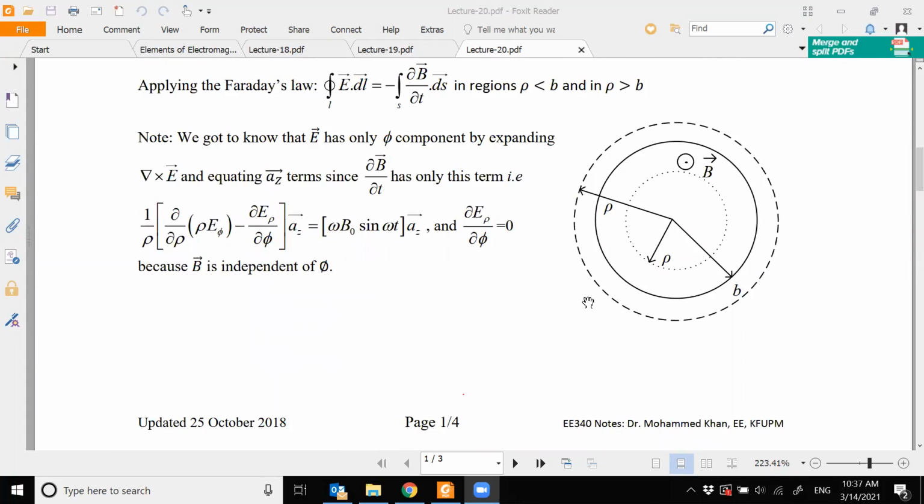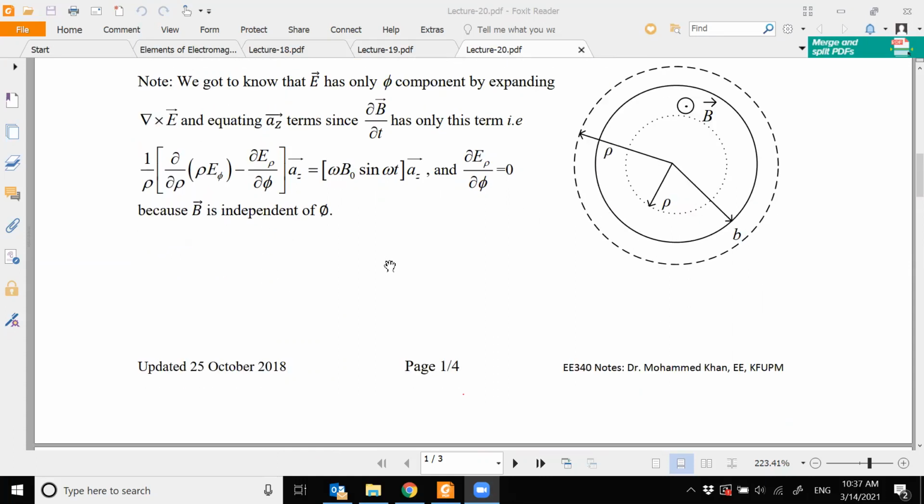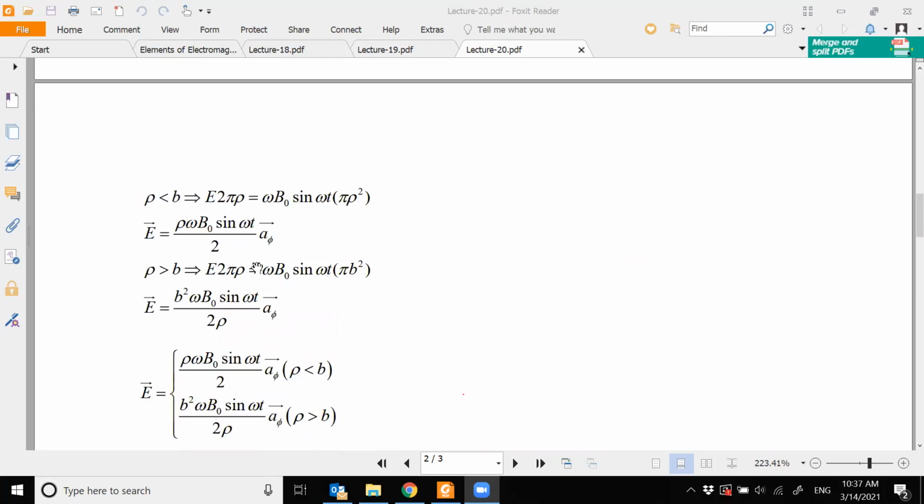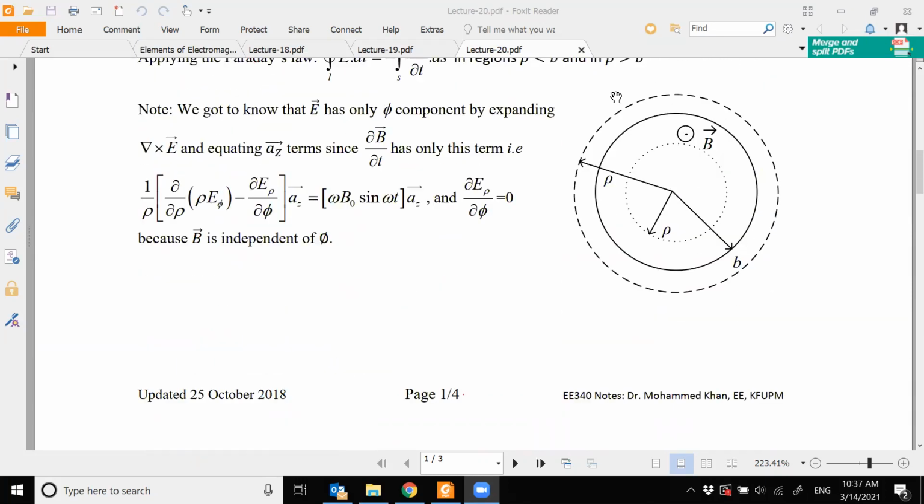Now, how about outside the region? Again, I can put a small closed loop, and this is now ρ. Following the same argument, the left-hand side will become E times 2πρ. Now, what will be the right-hand side? The right-hand side, we have to do the integral over S of ∂B̄/∂t times dS. So this is minus, minus ωB₀, plus ωB₀ sin ωt times the integral over the surface dS.